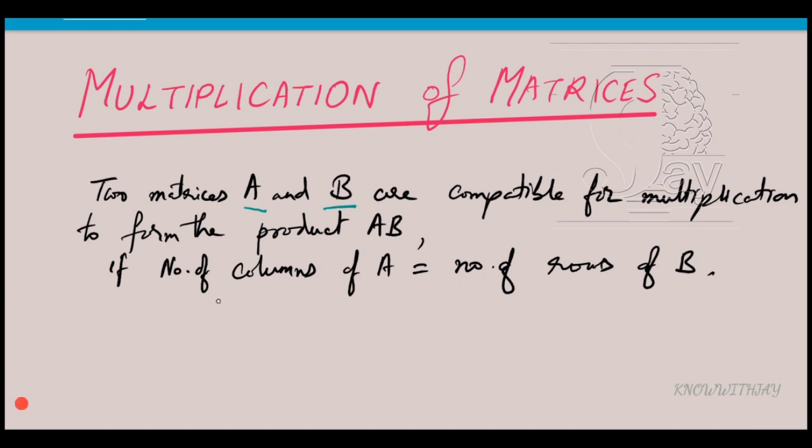We have to check the number of columns of the first matrix. Here the first matrix is A. So the number of columns of the first matrix should be equal to the number of rows of the second matrix. Okay, so the columns of the first matrix should match with the rows of the second matrix. Only then we can multiply.